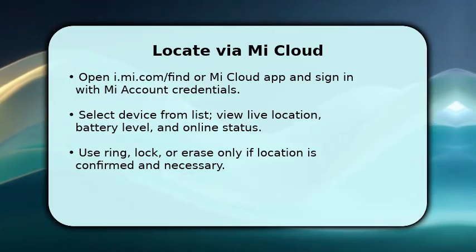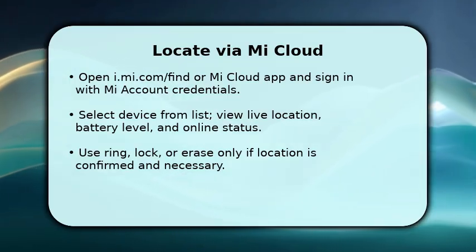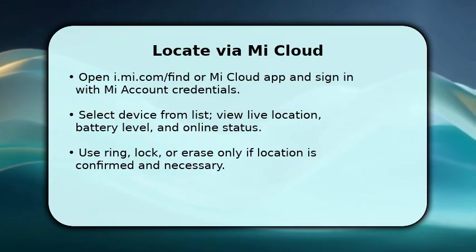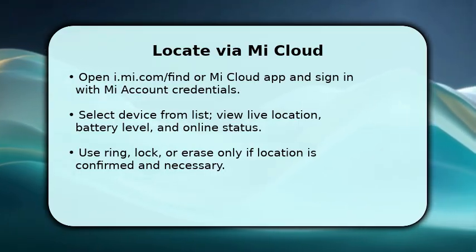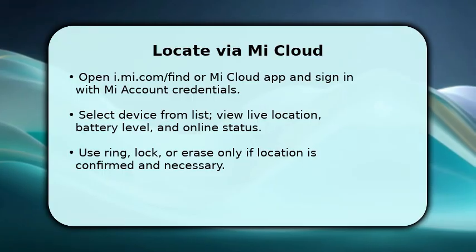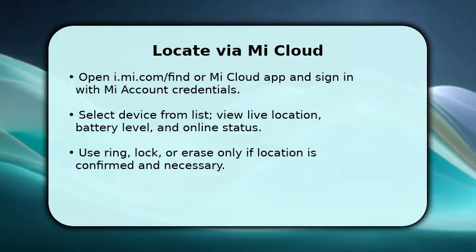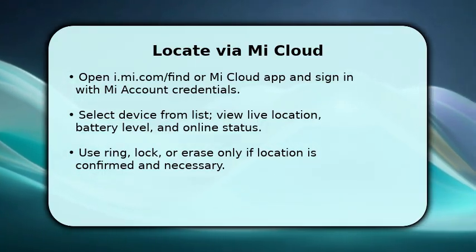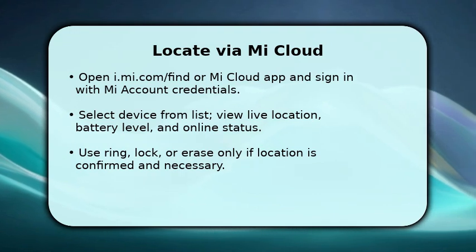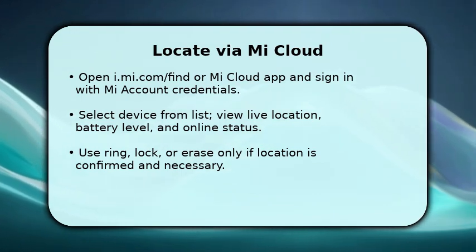My Cloud pings the device and returns coordinates, battery percentage, and online status. If the device is offline, My Cloud shows the last known location. You can ring to find it nearby, lock to prevent access, or erase as a last resort. Choose actions based on the return status.